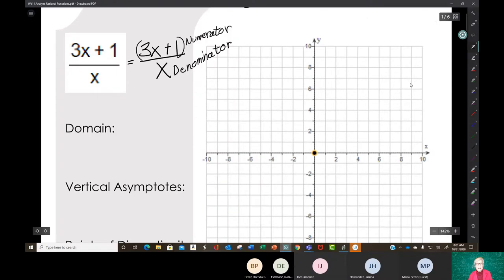That is, the first question for analyzing is almost always, what is the domain? And for rational functions, that means find out what the domain cannot be. And the one truth that remains the same always is that the denominator can never equal zero. Very important, denominator cannot equal zero. Because in real life, that means you have an explosion happening.